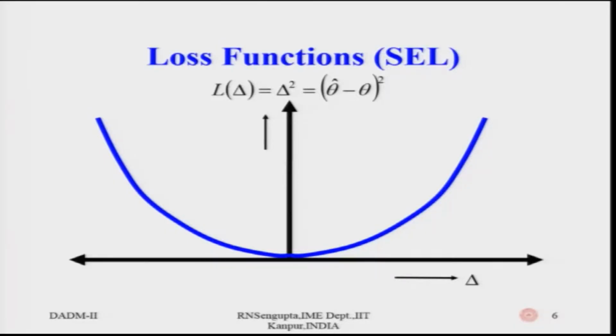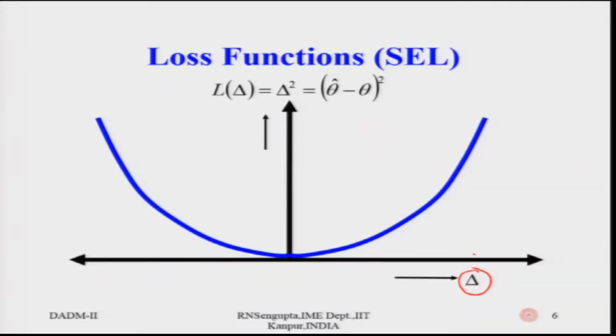Obviously, we will try to reduce it, because if Tn is closer to theta, well and good, that is what we want. If Tn is far away from theta, that is what we do not want. So, a few of the loss functions which you may have seen in DADM1, I will mention again. One is the quadratic loss function, or the square error loss function.